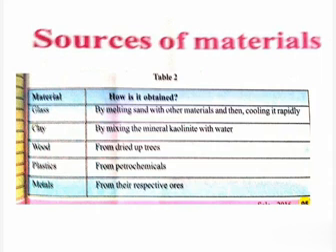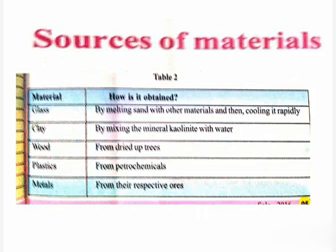How will we get clay? By mixing the mineral kaolinite with water, we will get clay. How will we get wood? We get wood from dried up trees. When the trees are dried, we will get wood.